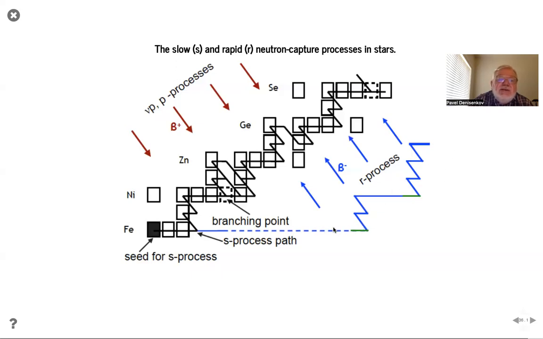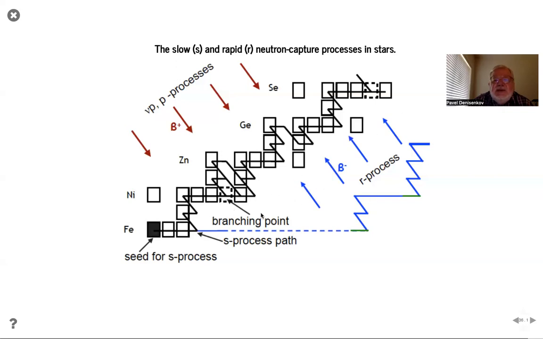And of course, now we know that there is an intermediate process of neutron capture for neutron density between those characteristic for the s process and r process, which means neutron density around 10 to the 13, 10 to the 15. And this intermediate process of neutron capture, which we call the i process, allows us to reach neutron-unstable nuclei in between the valley of stability and the drip line.